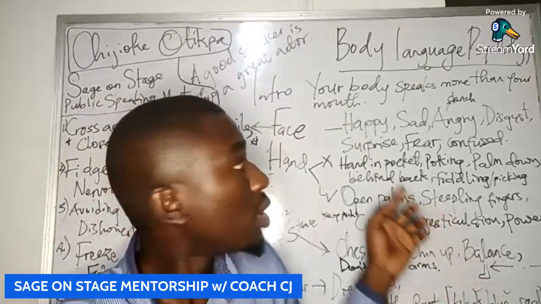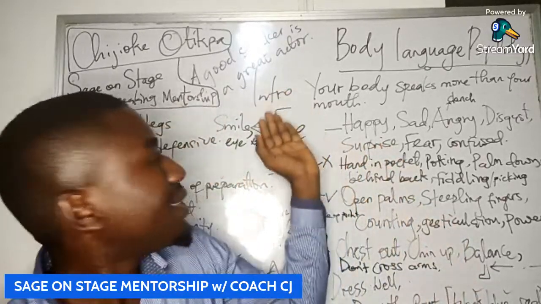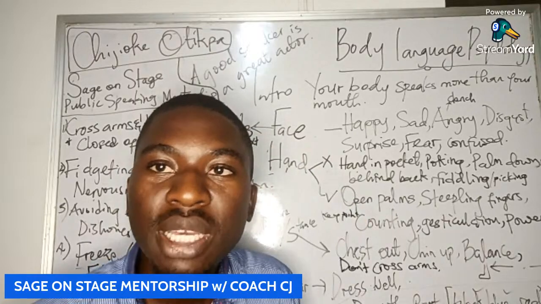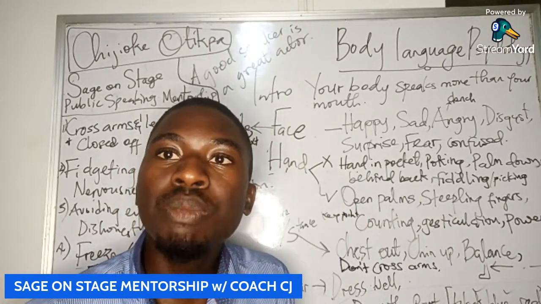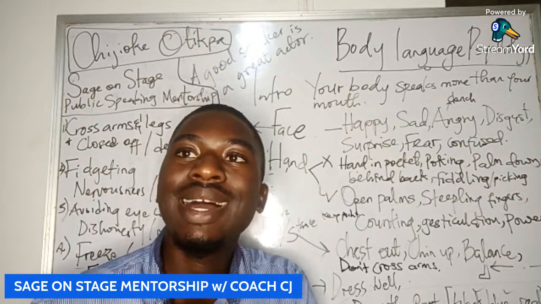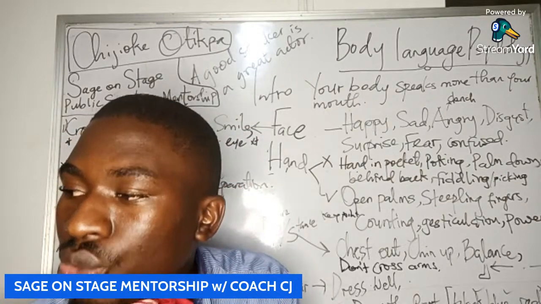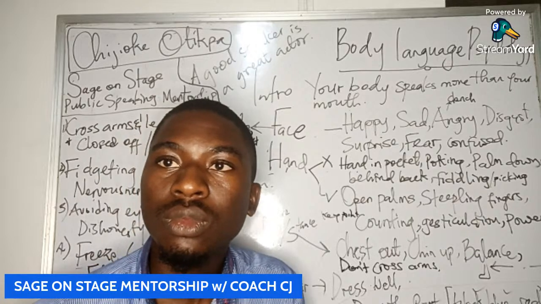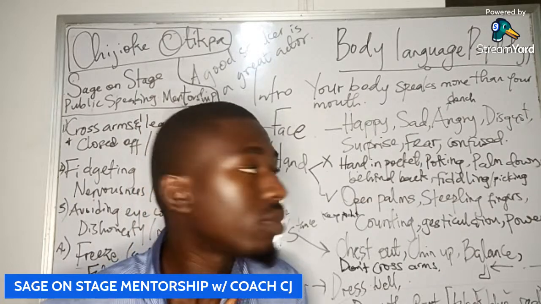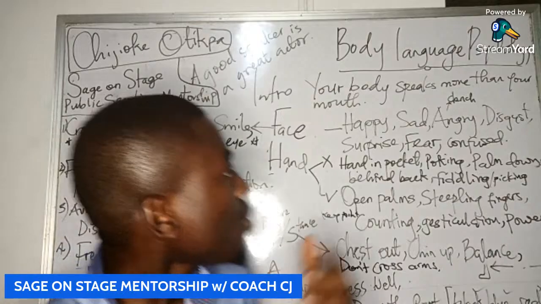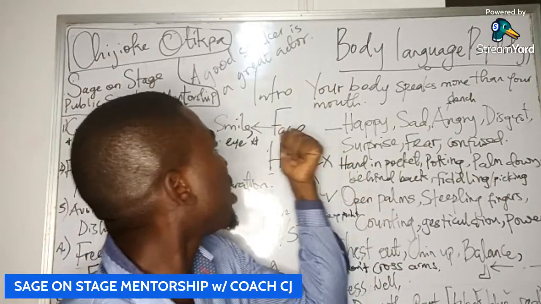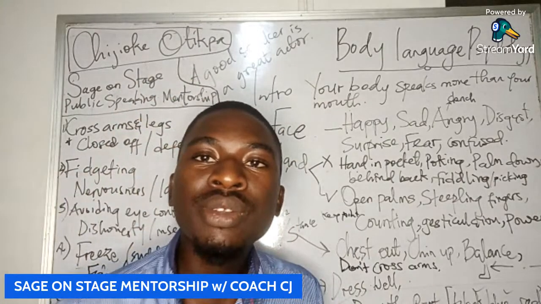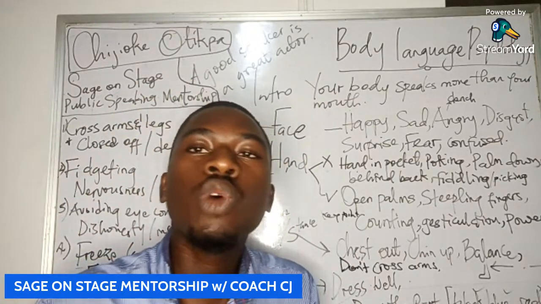And these are the domains of body language that you need as a speaker. These are the domains that will make you effective while on stage. Okay? Now, the first domain is your face. What do you do with your face? What are the structures around your face that tell your audience what you are saying?